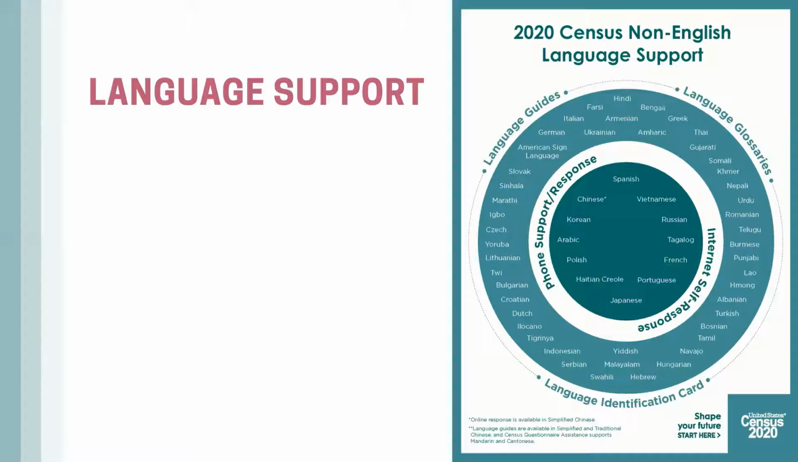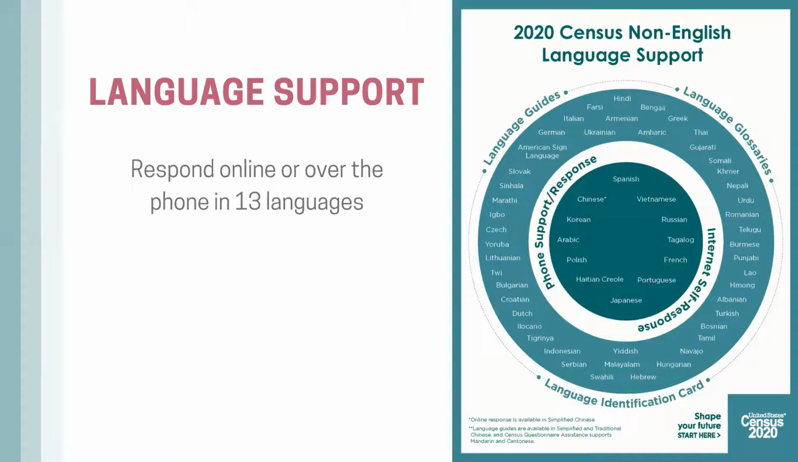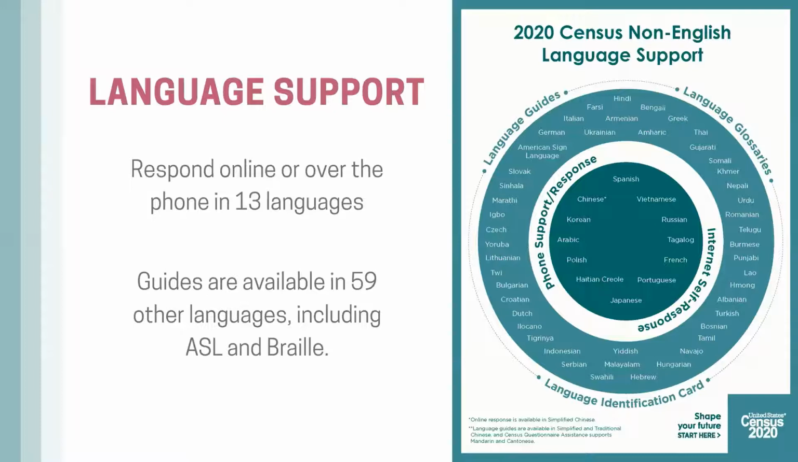If you speak any of these languages in the outer circle, there are guides available in your language that go question by question to help you fill out the English version of the census. So you can respond online or over the phone in 13 languages, and there are guides in 59 additional languages, including American Sign Language and Braille.